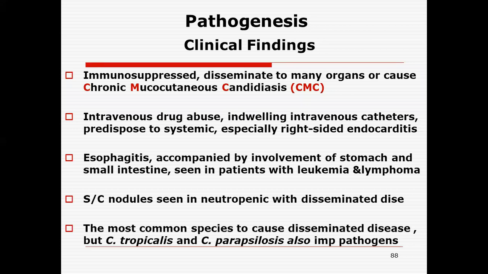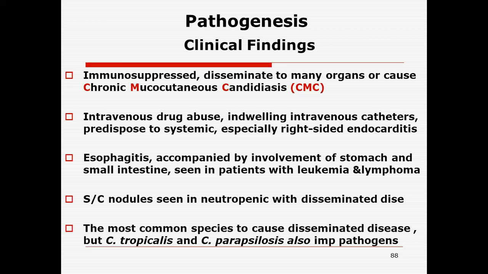Now, intravenous drug abusers and those with indwelling intravenous catheters in the hospital setup are predisposed to the systemic infection. And Candida albicans particularly causes right-side endocarditis in patients. There is esophagitis, which is accompanied by involvement of the stomach, because the infection travels downwards from the esophagus to the stomach and then to the small intestine.